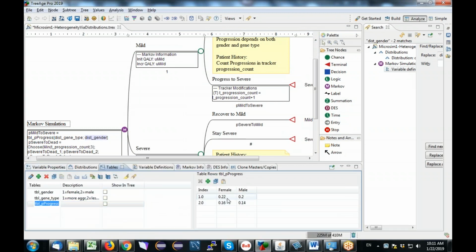And we see with the more aggressive tumor type, let's say you have a female that comes to the model with a more aggressive tumor type, their probability of progression is 22%, whereas a male would be 20%. And if they had the less aggressive tumor type, a female would have 16%. And if it's a male, 14%. So what we're basically saying is that the characteristics that the patient brings into the model do affect the movement through the model by changing the progression rate.